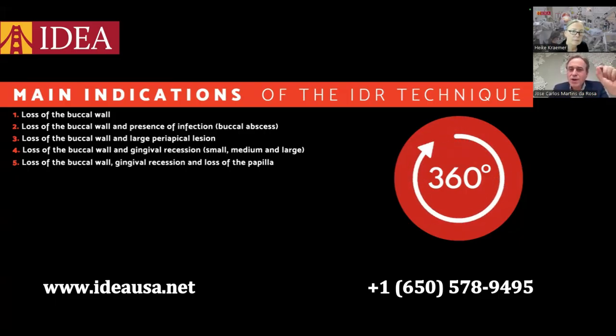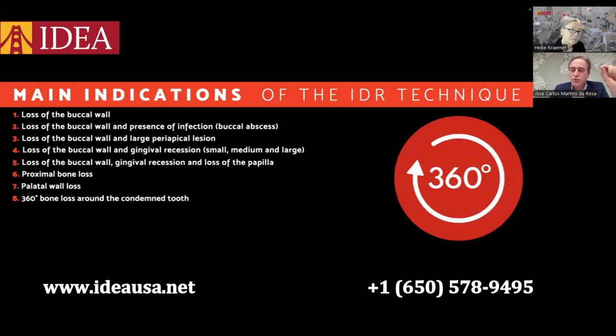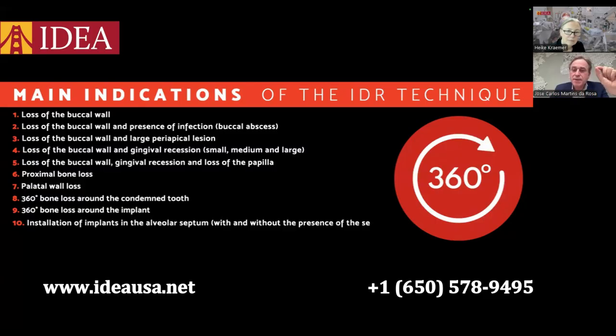Number 6, how can we manage proximal bone loss between implants and in the natural tooth? And how about cases that present palatal loss? How to manage those cases that have 360 degrees bone loss around the condemned tooth, 360 bone loss around the implant? How can we manage those cases that need the installation of the implant in the molar zone at the interdental septum, with or without the presence of the septum? How can we manage the periodontal patient? And the last, how can we manage those cases that present a large incisive foramen?